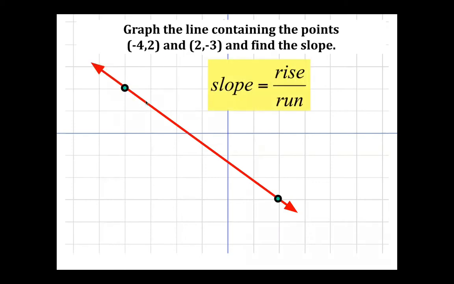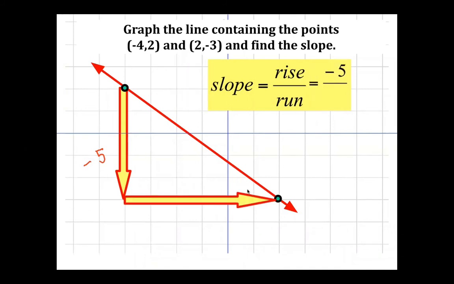So our vertical change or our rise, in this case downward, would be 1, 2, 3, 4, 5 units down. And that would be our rise. And this will actually be expressed as -5 since we have a negative slope. And then our horizontal change is 1, 2, 3, 4, 5, 6 units. So our run would be 6. And that would be your slope, -5/6.